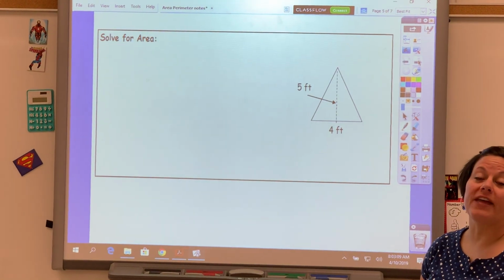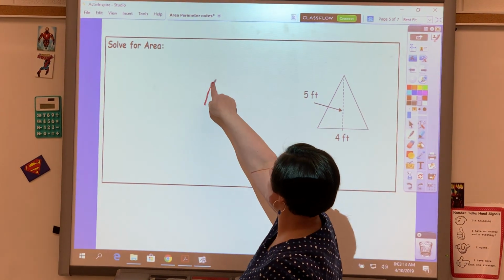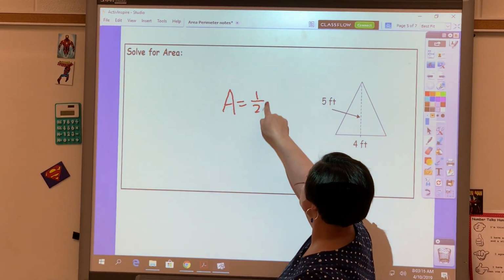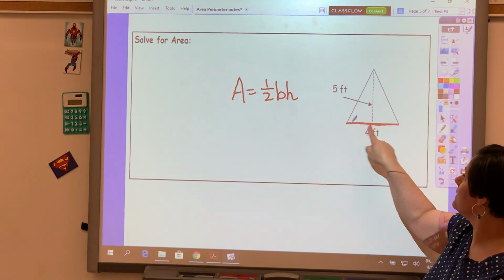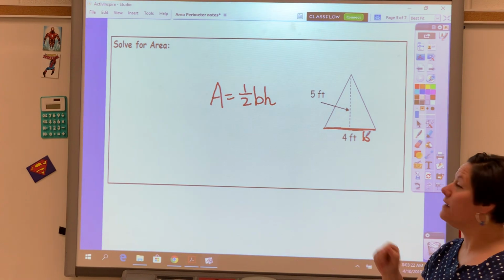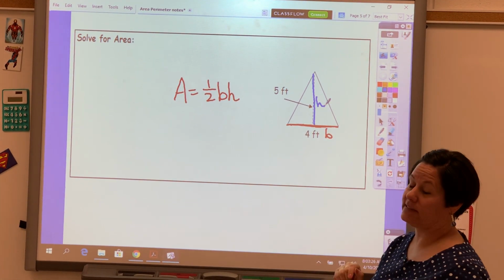Now we're going to solve for the area of a triangle. The formula for area of a triangle is area equals half the base times the height. The base is what the triangle sits on, and the height is how tall the triangle is.